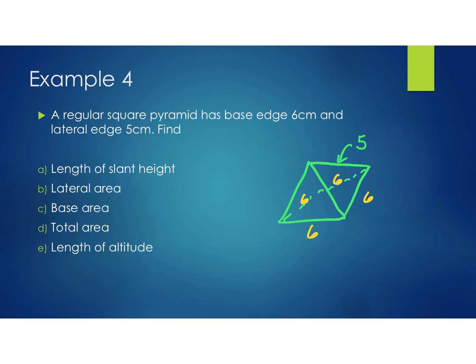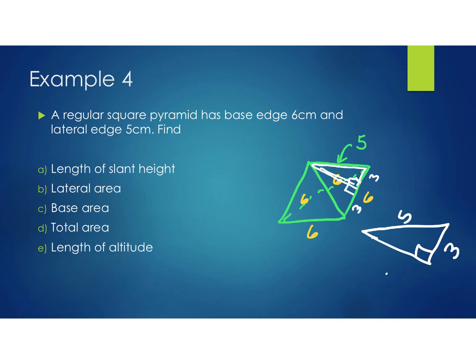Now, in order to use the formula for lateral area, I need to find the length of the slant height. And remember, the slant height goes from the vertex to the middle of the base edge. Notice I've just formed a little right triangle here. I'm going to pull that out. Now this slant height actually bisects the 6. So this side is 3 now, because I got 3 and 3 here. And then I've got 5.